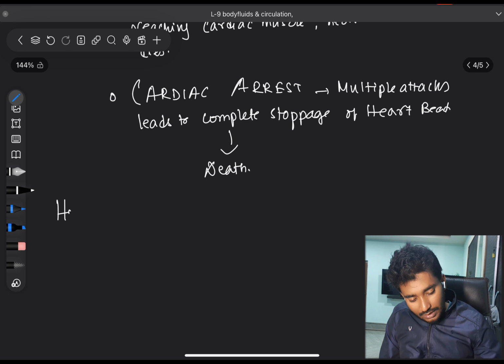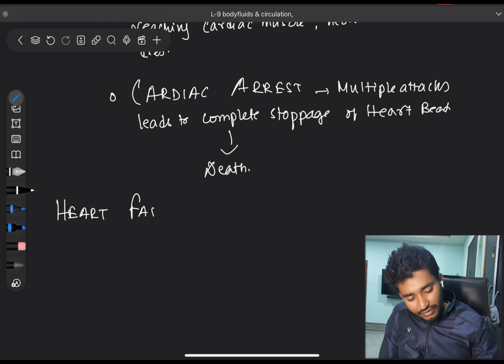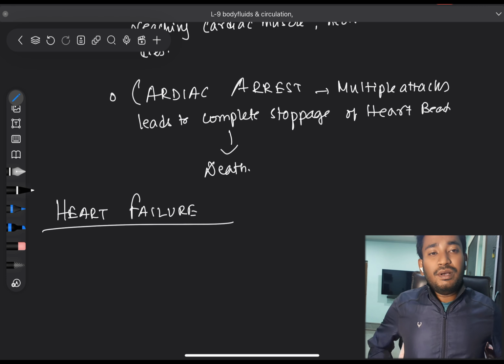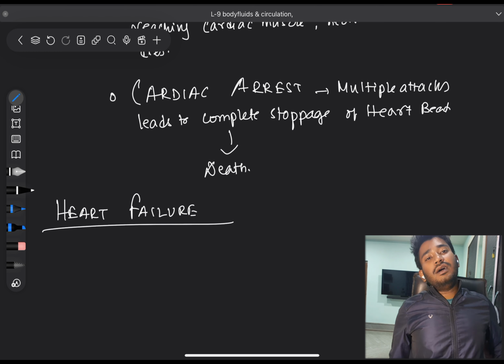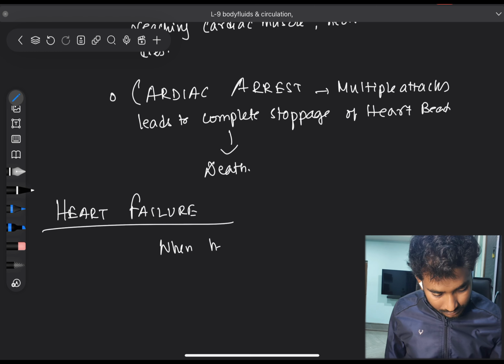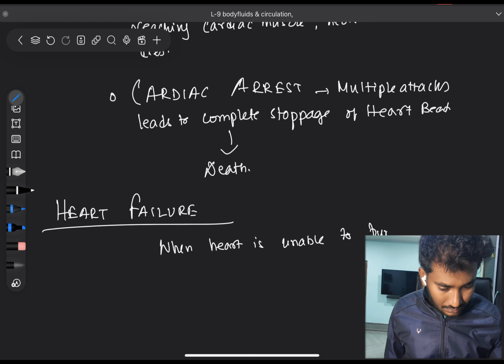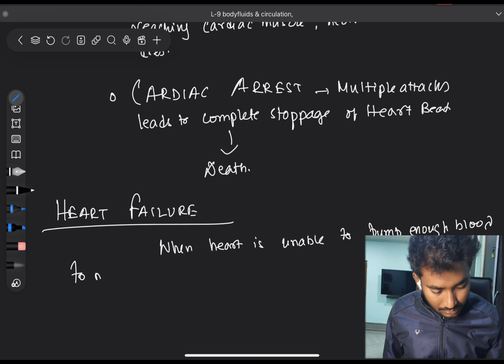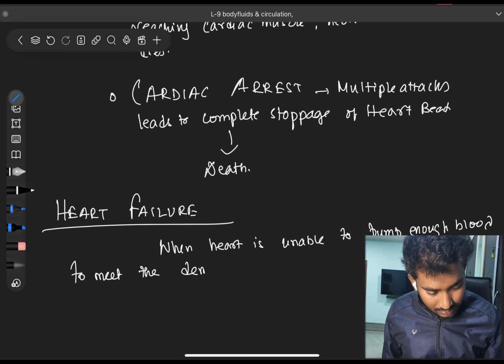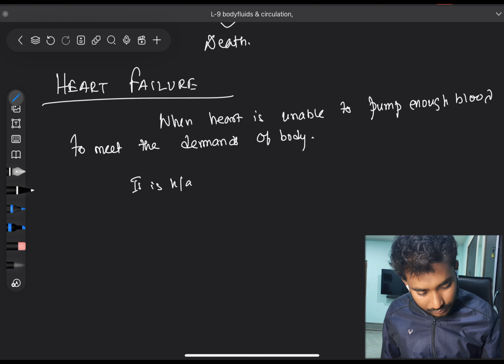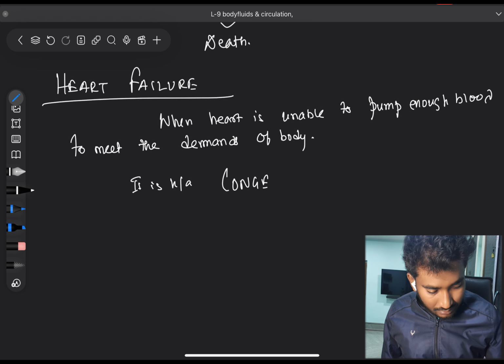Okay? And what is heart failure? When the heart fails to pump a sufficient quantity of blood, that is called heart failure in general. When the heart is unable to pump enough blood to meet the demands of the body, we call it heart failure. It is known as congestive heart failure.